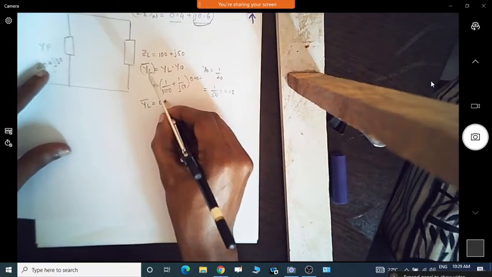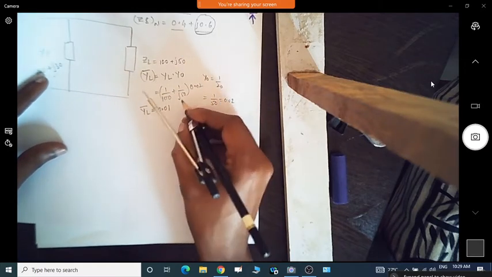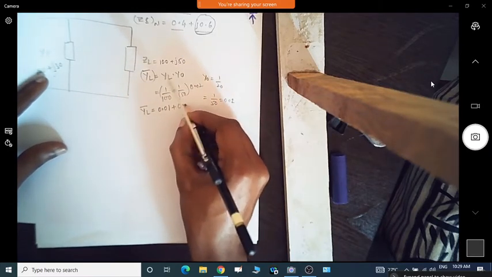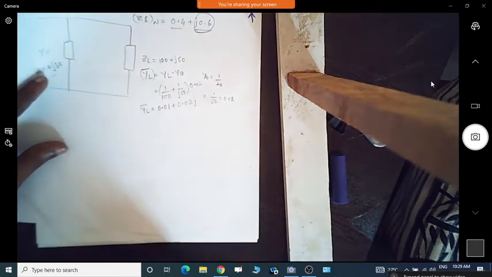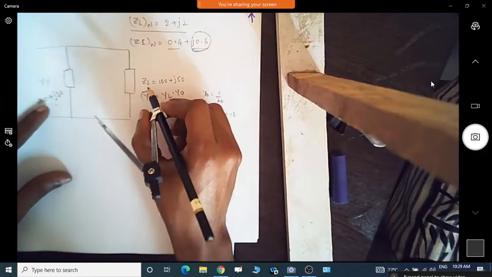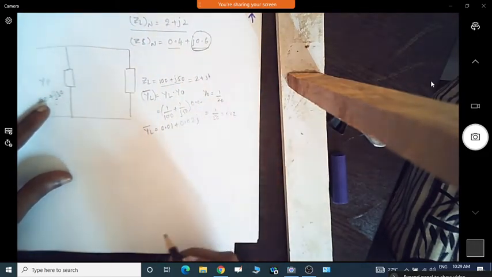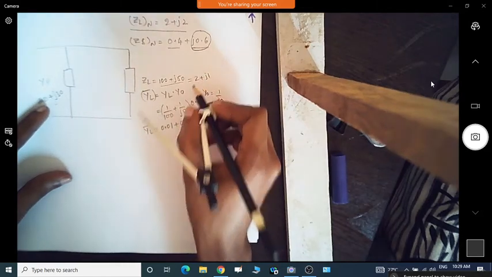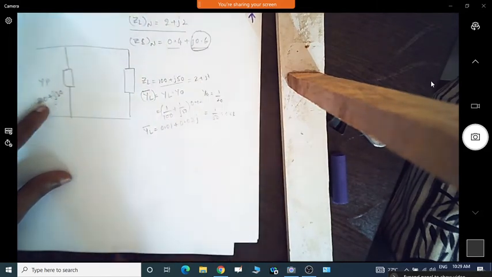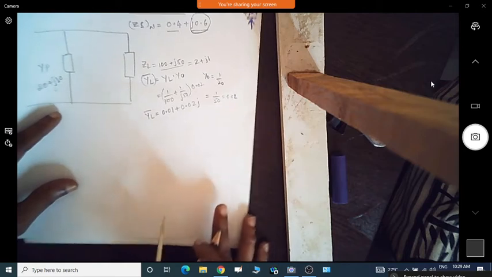It will give 0.01 plus 0.02j. Or we can get this also, divided by 50, we will get 2 plus j1. So that we can rotate, so that we can point, and we can get the 180-degree phase, that is also possible.